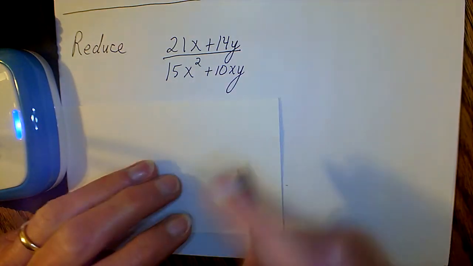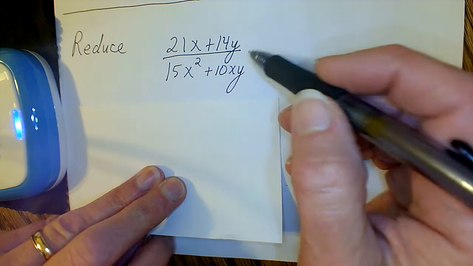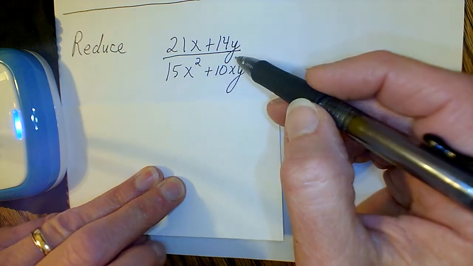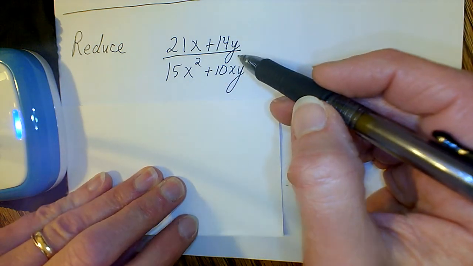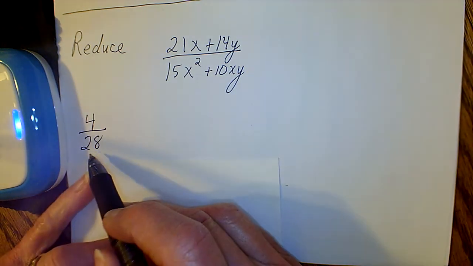Let's look at how we go about reducing a fraction that looks like this. Before we tackle one that's got variables in it like x and y, let's first review how we would reduce a fraction that just has numbers in it.